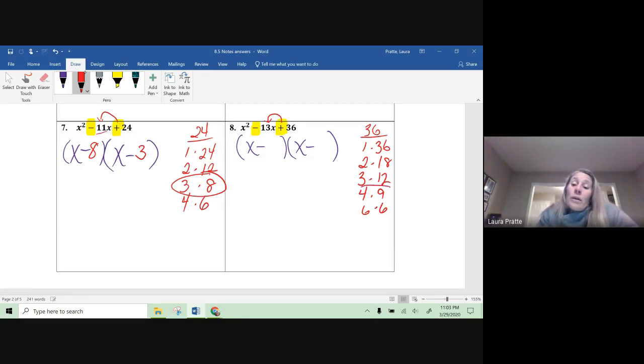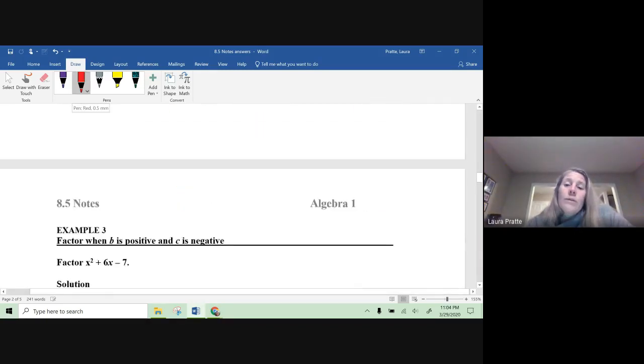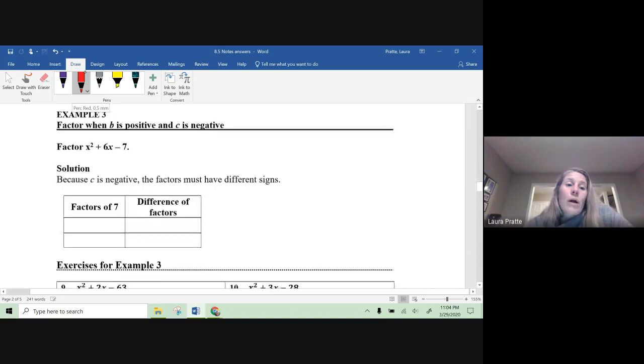So that would be 9 and 4. And of course, in order to get the negative 13, both the 9 and the 4 would have to be negative. So they could add up to negative 13, but still multiply to get a positive 36. So hopefully you guys are starting to see how the signs kind of work out with these problems.